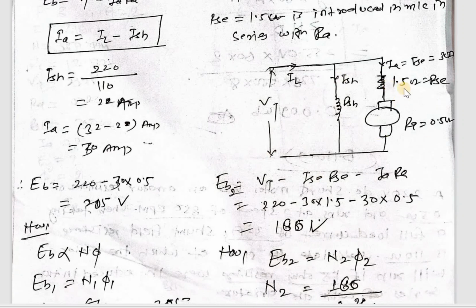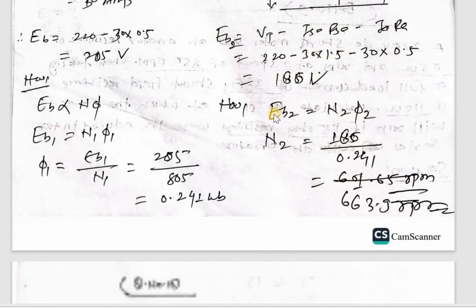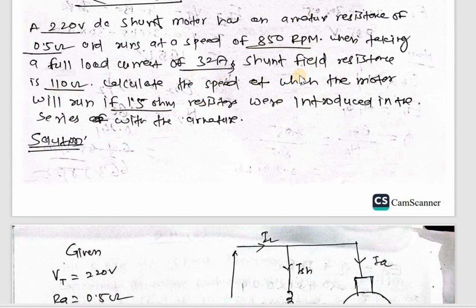RESC equal to 1.5 is introduced in the machine in series with RA, and this is the circuit diagram. This is RESC, and then EB2 equal to VT minus ISC into RESC minus IA RA. So put all these values, we can get the value of EB2, that is 166, and EB2 equal to N2 phi2, so N2 equal to EB2 upon phi2, then we can get the speed is 663.9 RPM. In the question we have to calculate the speed of the motor. This is our final answer.